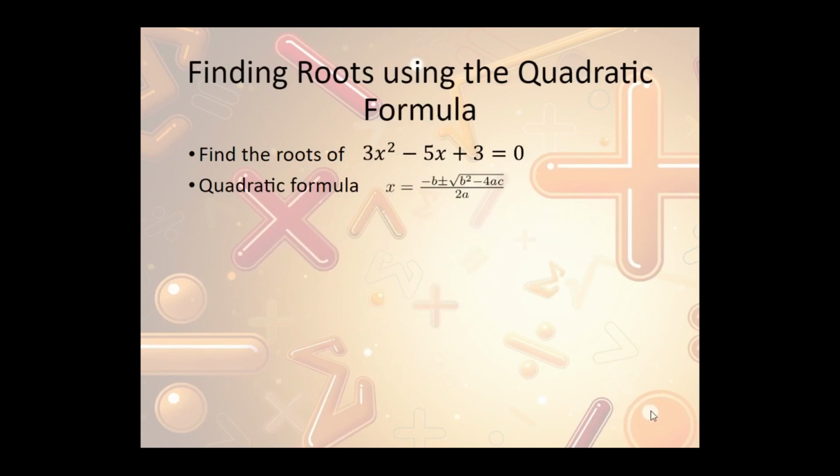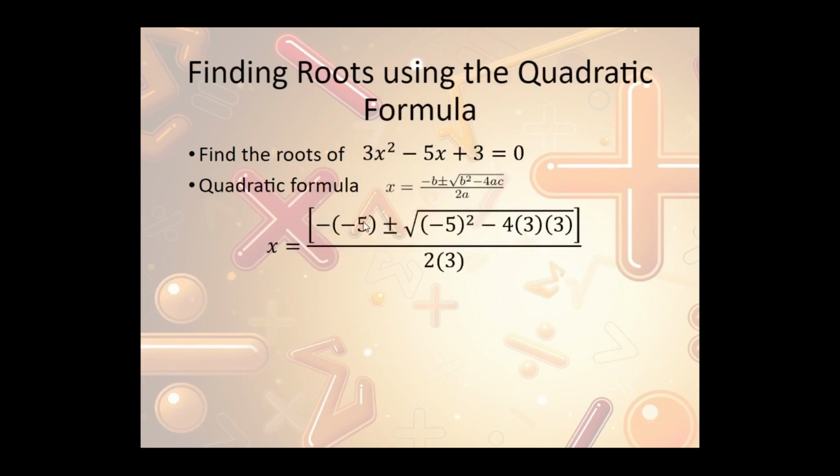Let's look at one more example. We have 3x squared minus 5x plus 3 is equal to 0. So we plug everything in, and we end up with negative 5 plus or minus the square root of negative 5 squared minus 4 times 3 times 3, over 2 times 3. When we simplify that, negative 5 is positive 5, negative 5 squared is just 25, and negative 4 times 3 is negative 12, times 3 is negative 36. And then 2 times 3 is 6. So we end up with 5 plus or minus the square root of 25 minus 36, over 6.